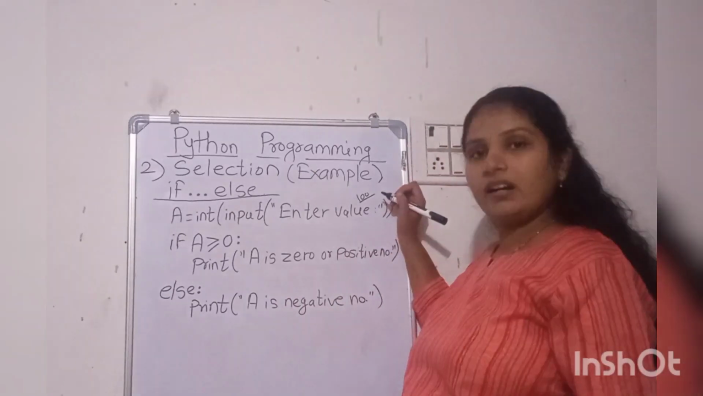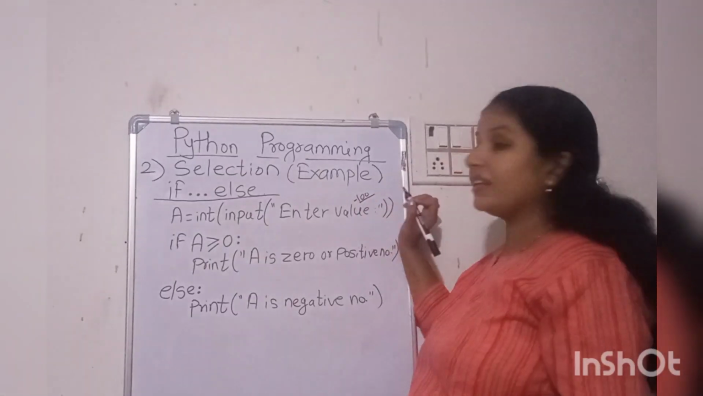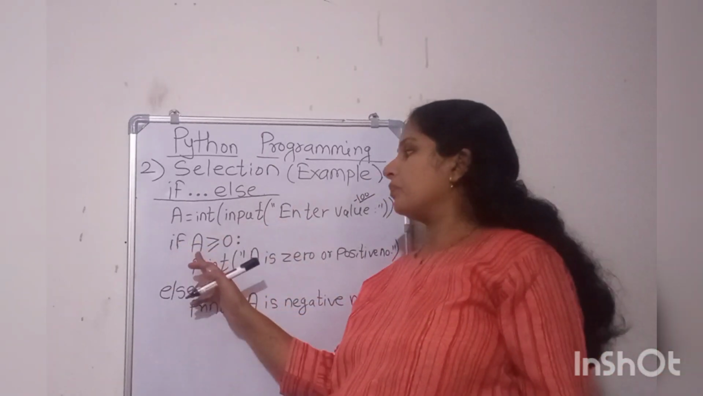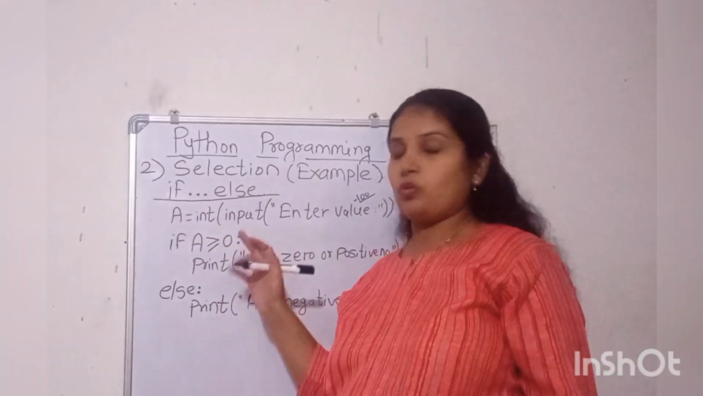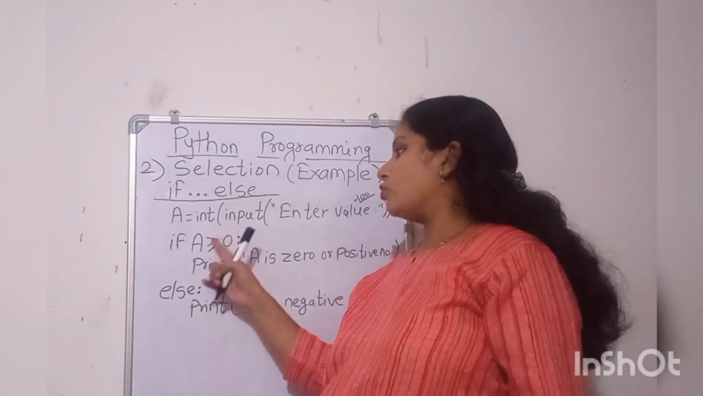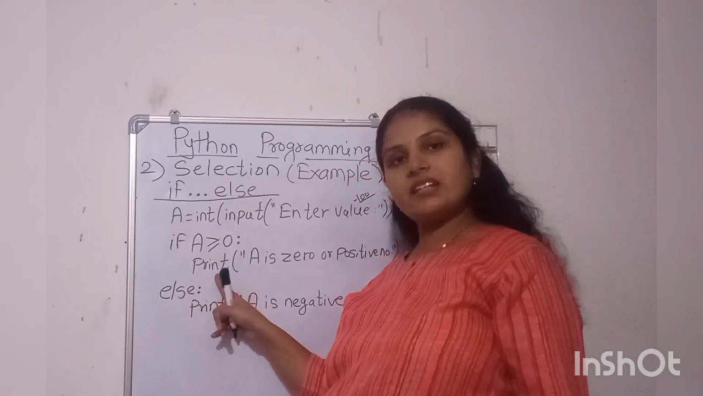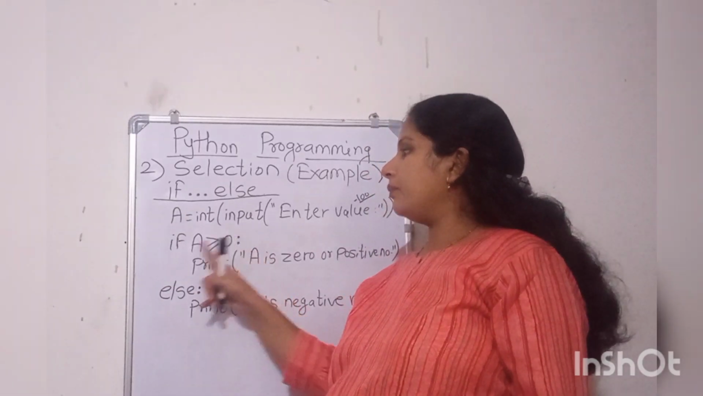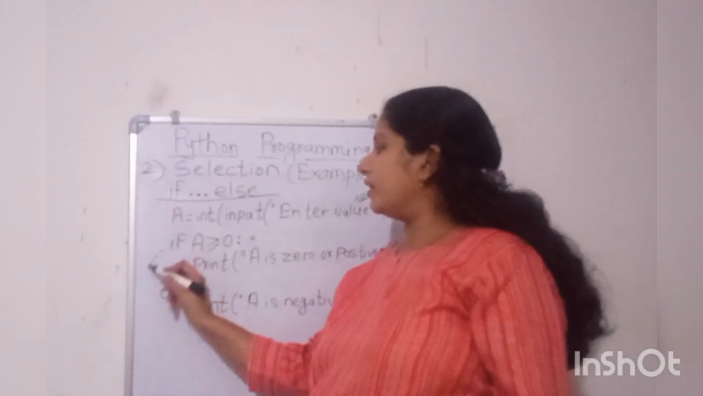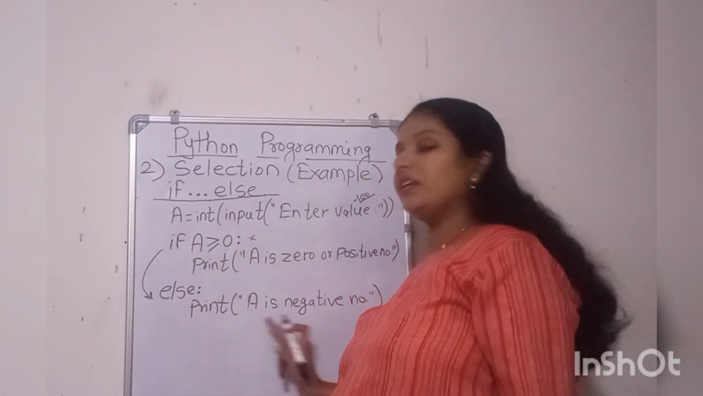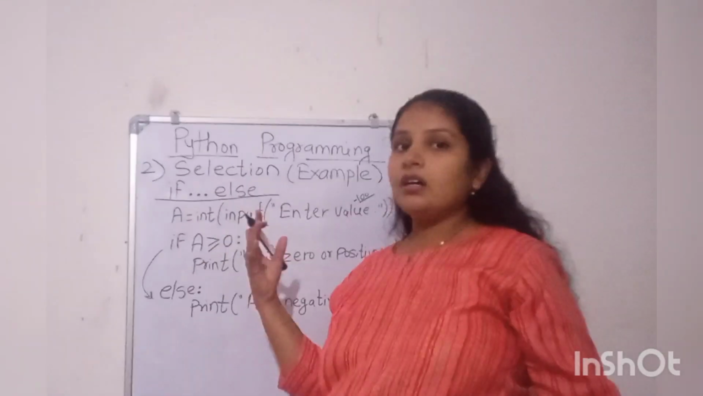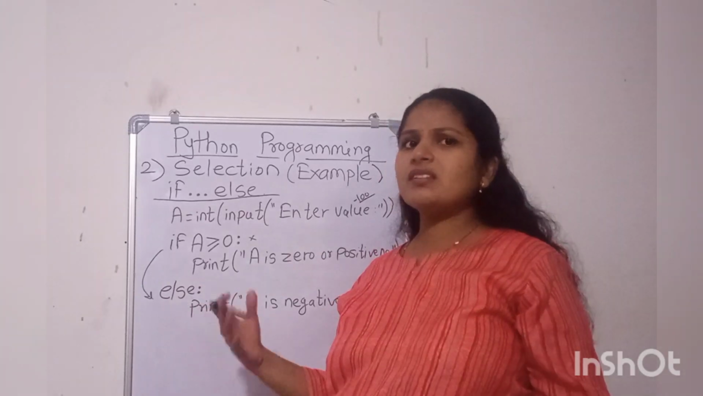Suppose instead of 100 I have entered minus 100, which is a negative number. First you check A is greater than or equal to 0. Minus 100 is neither 0 nor a positive number, so I am not going inside this indentation block. Since this condition is false, I go directly to the else part and print this message. I don't have to check whether A is less than 0, because that is the remaining condition.